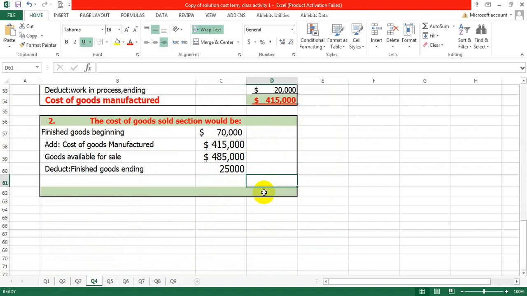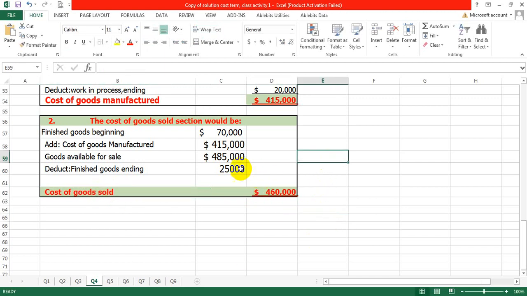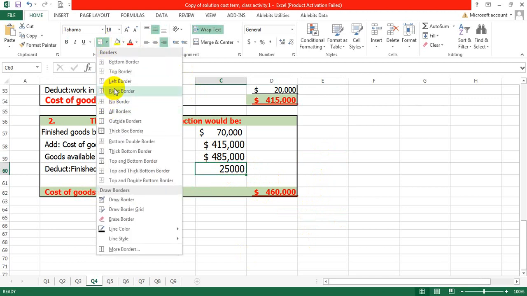So what is my last value? That is cost of goods sold, right? And how did I get this value? 4,85,000 minus 25,000, which is 4,60,000. This is my value of cost of goods sold, right? I hope, students, you understand this, right?